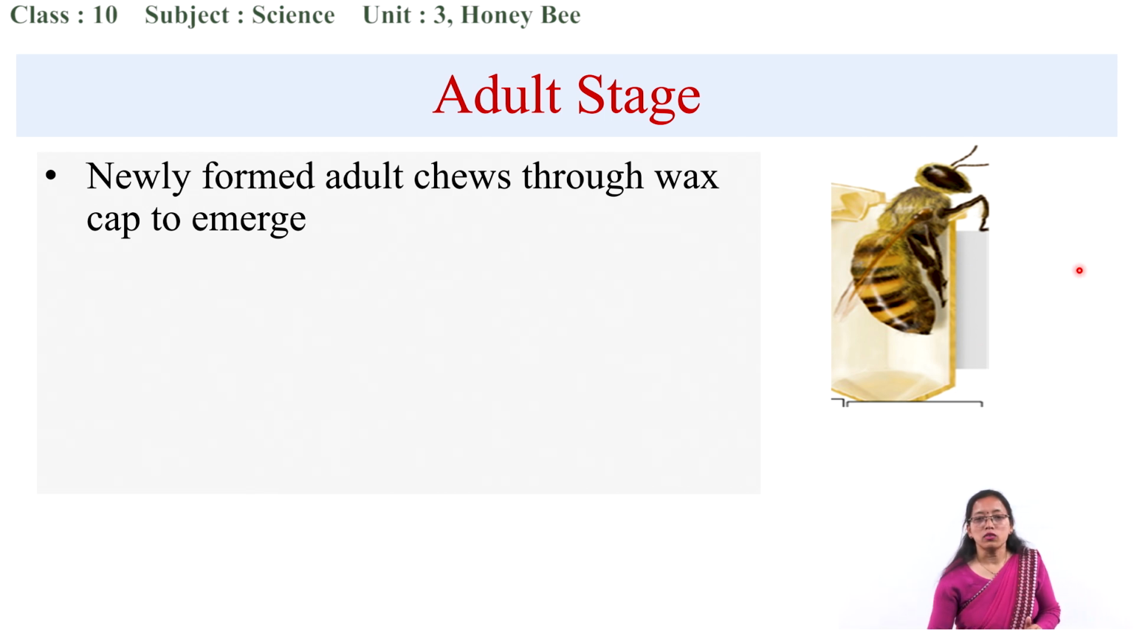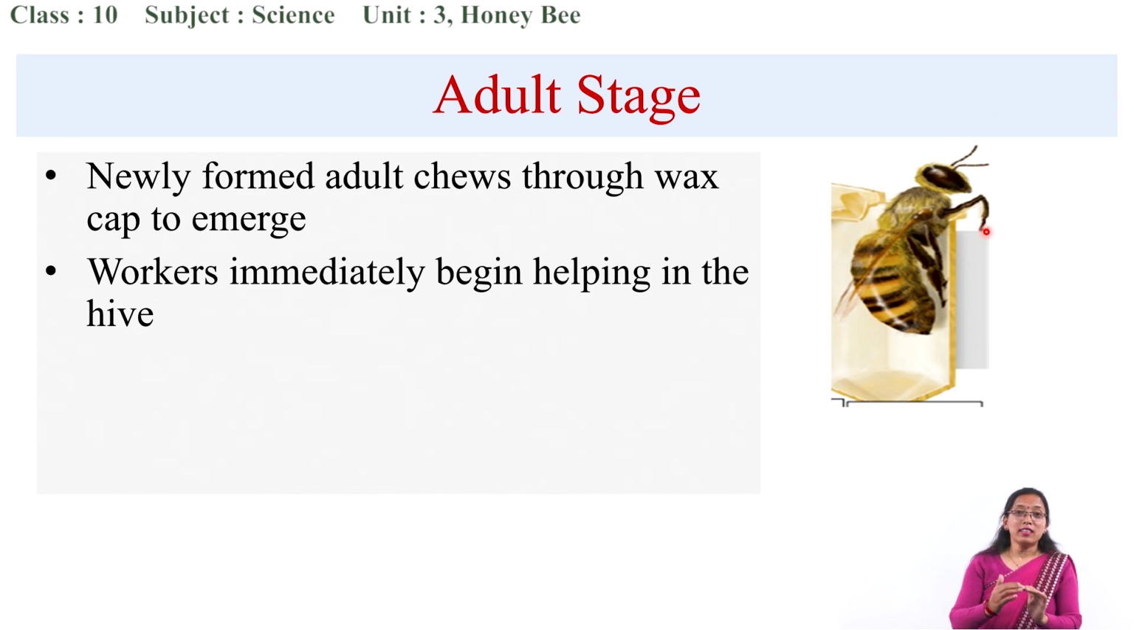How does it come out? See here, in pupa stage, this brood cell is closed with the wax sheet or wax cap. Now, when this pupa turns to adult, this adult will chew this outer cap and it comes out of the brood cell.